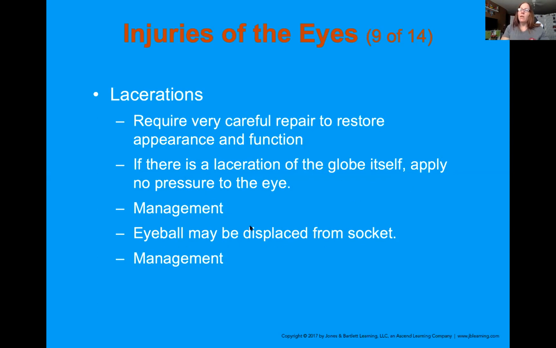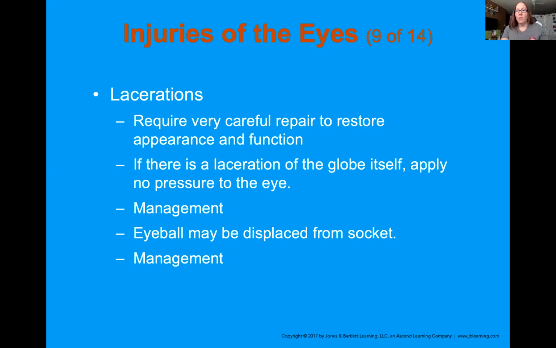Laceration, so this is something that has to have precise intervention. You'll have to have an ophthalmologist, a surgical ophthalmologist, go in and restore the tissue together. It's a big deal that we get them to an appropriate facility that does have ophthalmology on staff, so that they're not waiting additional time for ophthalmology to come.